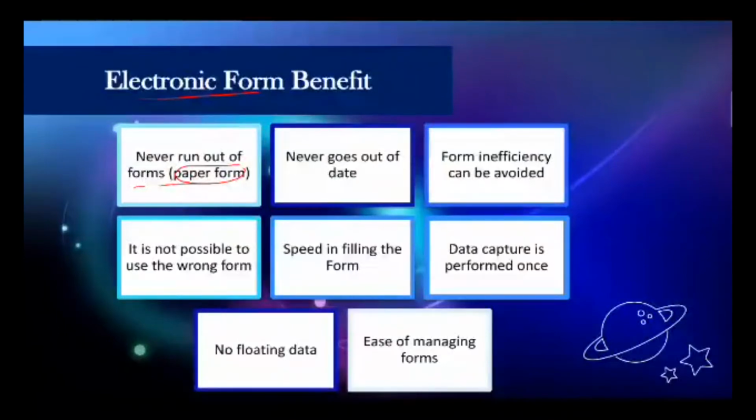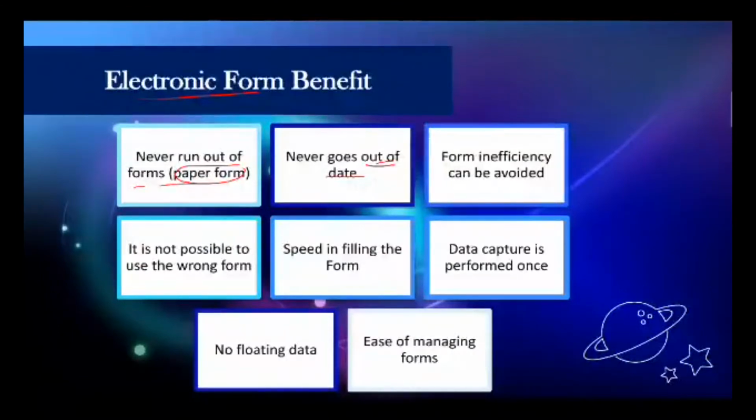And then second, never goes out of date. Goes out of date means there's no obsolescence in the electronic form. If we need to add another space or another information in the form, we can do it right away, not like a paper form that we have to make first if we need to add another column in the form. But with electronic form, we don't need to do that.